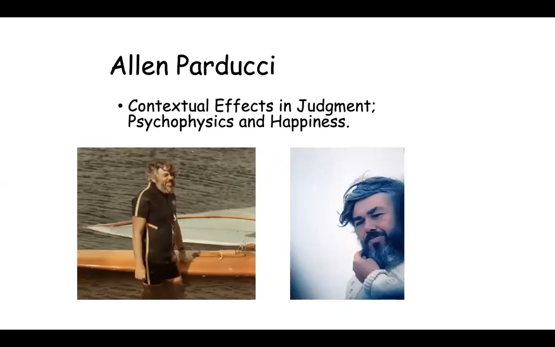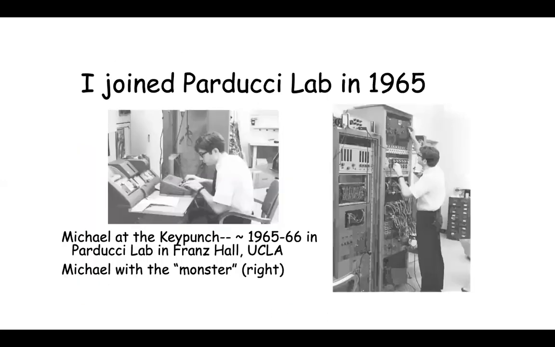Here are some pictures of Alan Parducci, and he worked on contextual effects in judgment in many different domains. He was also interested in general judgment and decision-making and did work ranging from psychophysics to the theories of happiness, and it was his philosophical and practical interest in the problem of human happiness that really led him to do his psychophysics research on his approach, which was range frequency theory, a theory of how the stimuli influence each other.